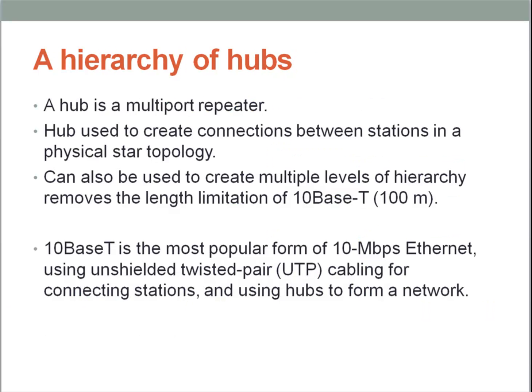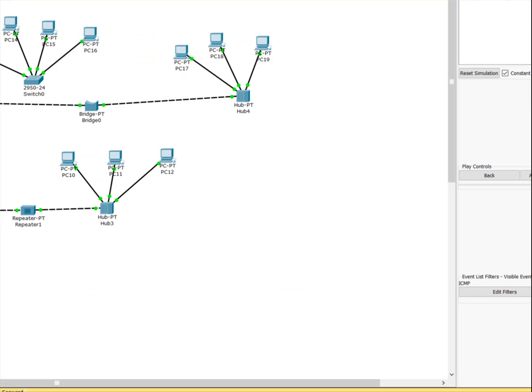Now you can see the hierarchy of a hub. What does that mean? A hub is a multi-port repeater. Multi-port means you can connect more than one computer to a hub. But in a repeater, only one or two connections will be available. I'll show that to you by using Packet Tracer.